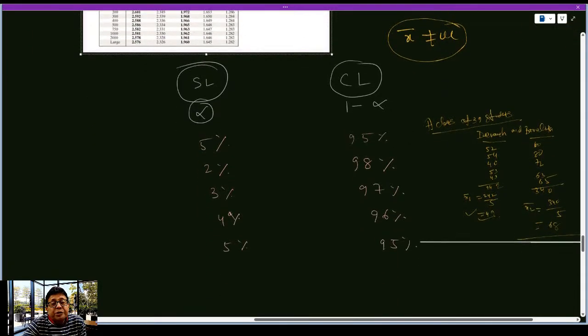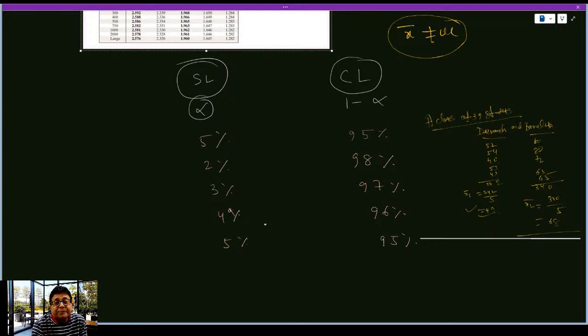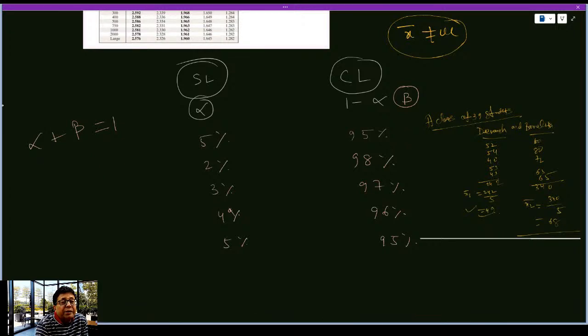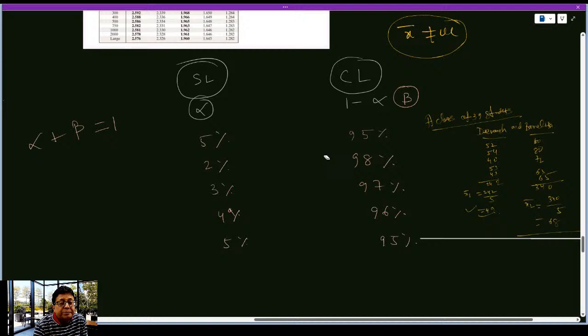And sometimes we take the confidence level as beta. The sum of these two is always what? Alpha plus beta. This is always equal to 1. Alpha plus beta is always equal to 1. Okay? So the sum of these two levels is always 1.